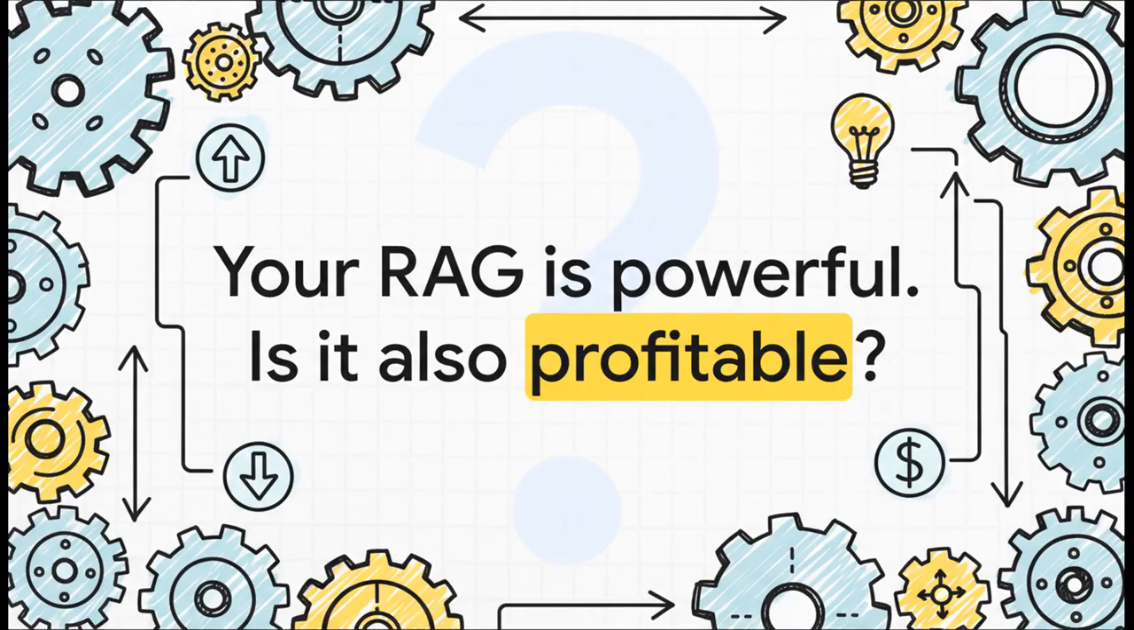So the final takeaway is this. Controlling your RAG costs isn't about sacrificing the quality of your answers. Not at all. It's about being smarter, being more deliberate, and more efficient at every single step of the pipeline. It's about building systems that are not just powerful, but also profitable and sustainable at scale.